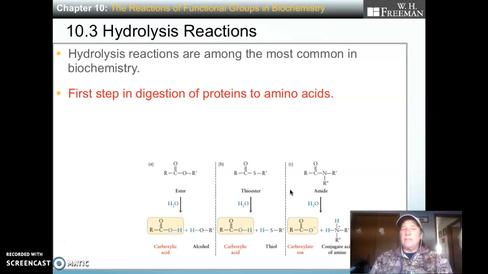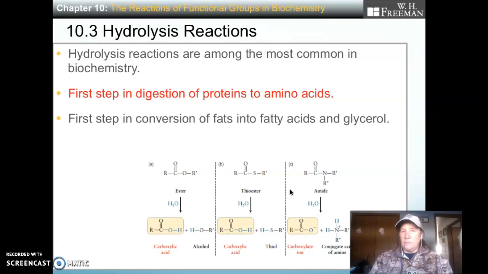One of the first steps in the digestion of proteins to amino acids. When you eat a hamburger, you're eating protein. Your body cannot use protein like that. Instead, it has to break it down into its smaller parts, which are amino acids. Then we take the amino acids and make the proteins that we need. For that to happen, the first thing that has to happen is hydrolysis. The proteins have to be broken down into their amino acids.